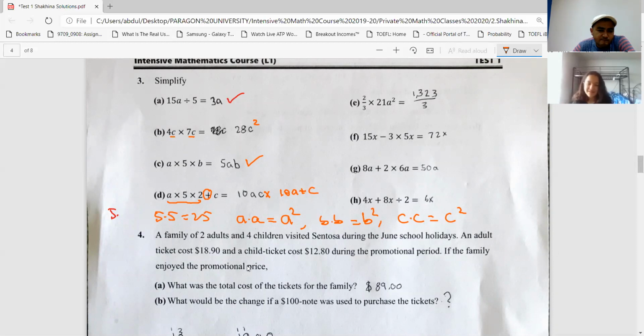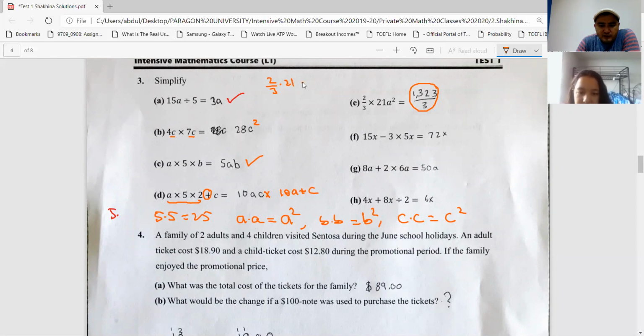Oh, okay. What did you do here? I don't understand. Shahina, what is it? I use a scratch paper, right? I think I turned 21A squared into a fraction. It is a number, right? It's an algebraic term. You have to just simplify the coefficient.